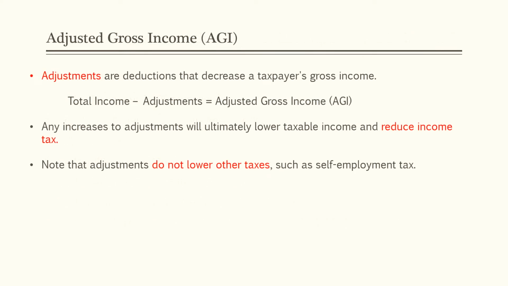So, what is adjusted gross income? Adjustments are deductions that decrease a taxpayer's gross income. Total income minus adjustments equals adjusted gross income. Any increase to adjustments will ultimately lower the taxpayer's income and reduce income tax. And note that the adjustments don't lower other taxes, such as the self-employment tax.